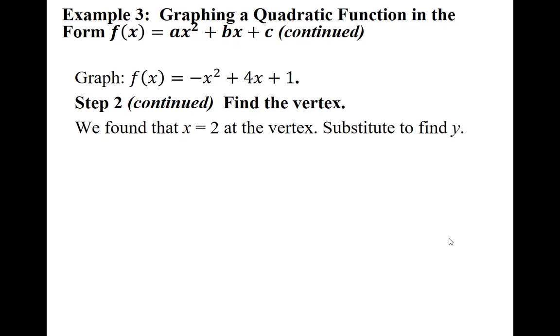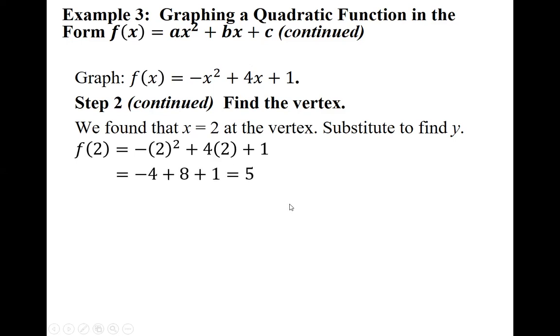So plug it in. 2 goes in for x in both places. 2 squared is 4. The opposite of 4 is -4. -4 plus 8 is +4, plus 1 is 5. So f of 2 equals 5. The vertex is (2, 5).